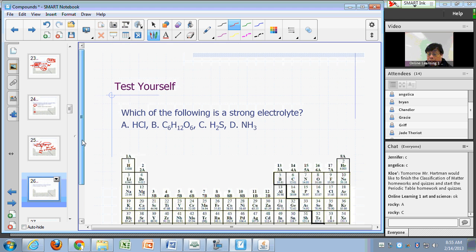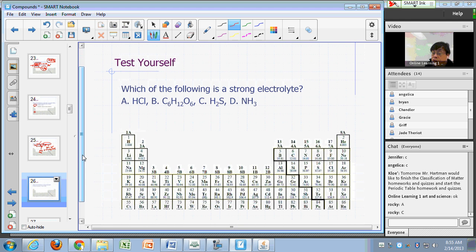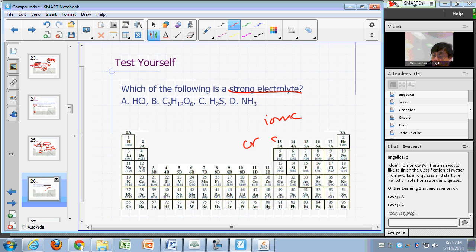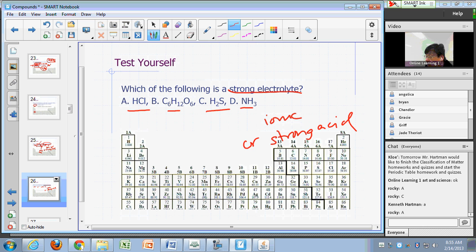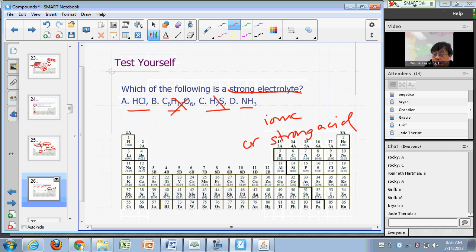Which of these is a strong electrolyte? Again, if you're looking for a strong electrolyte, what are you looking for? You're looking for either an ionic compound or a strong acid. If you look at this list right here, any of these ionic? None of those are ionic. So that's not ionic, that's not ionic, that's an acid, but that's a weak acid. This is a base, so it's not ionic. And this one right here is a strong acid. It's one of your strong acids. So HCl is a strong electrolyte.